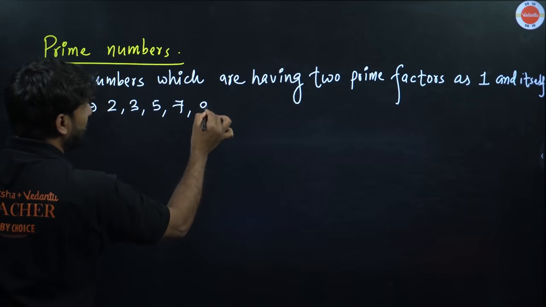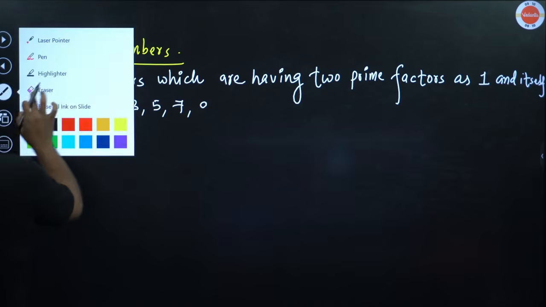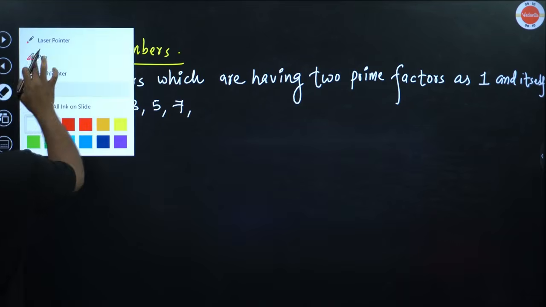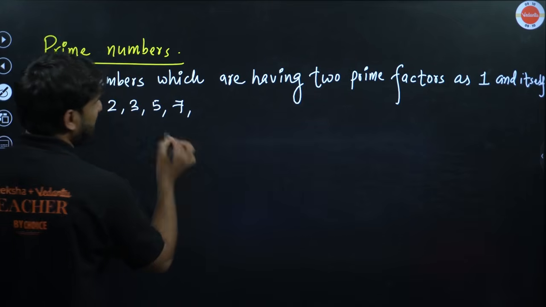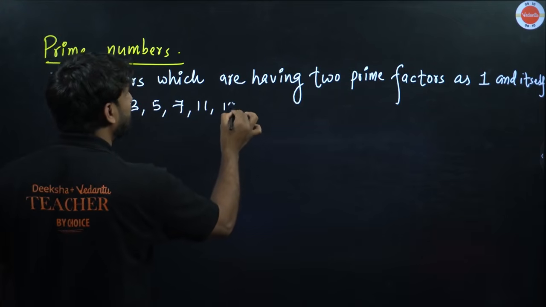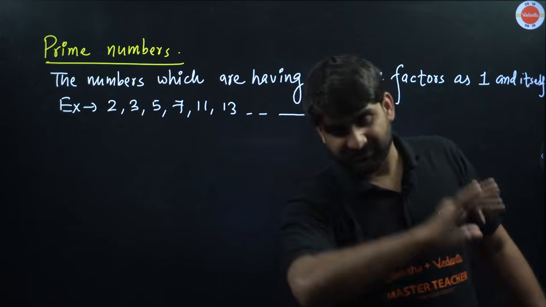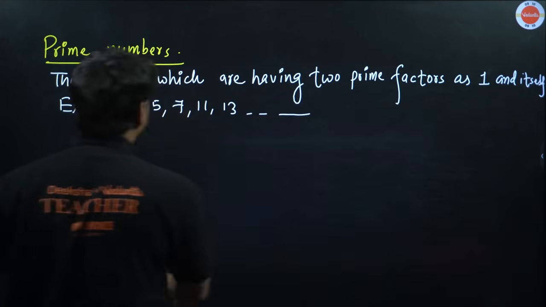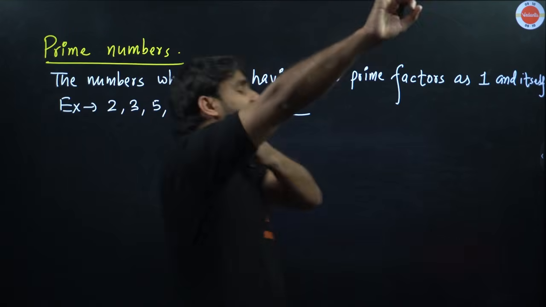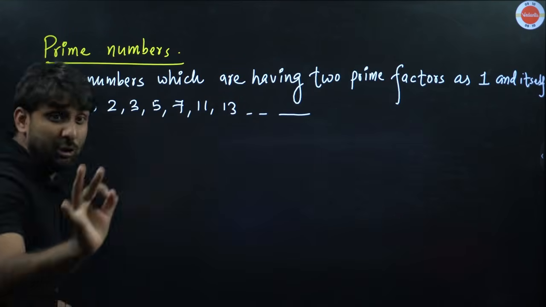No, 9 will not be there, 10 will not be there. So the next prime number will be after 7. Which will it be, my dear champion? After 7, 8 will not be there, 9 will not be there, 10 will not be there, 11 will be there, 12 will not be there, 13 will be there, etc. Such numbers are called prime numbers. So I hope this is clear to you: 2, 3, 5, 7, 11, 13, and so on.